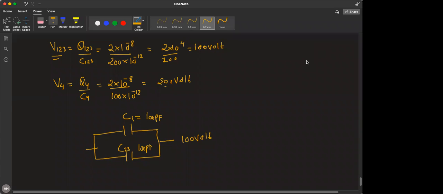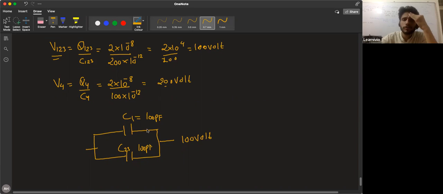Okay. Like for C1, we can calculate it like 1 by 2 C1 into. No. I'm not asking energy, Anshika. I'm asking voltage. See, the combination of this is C1 and C23, the parallel combination of C1 and C23. Across this parallel combination, voltage is 100 volt. I'm asking the voltage across the individual capacitors, C1 and C23. I need V1 and V23.